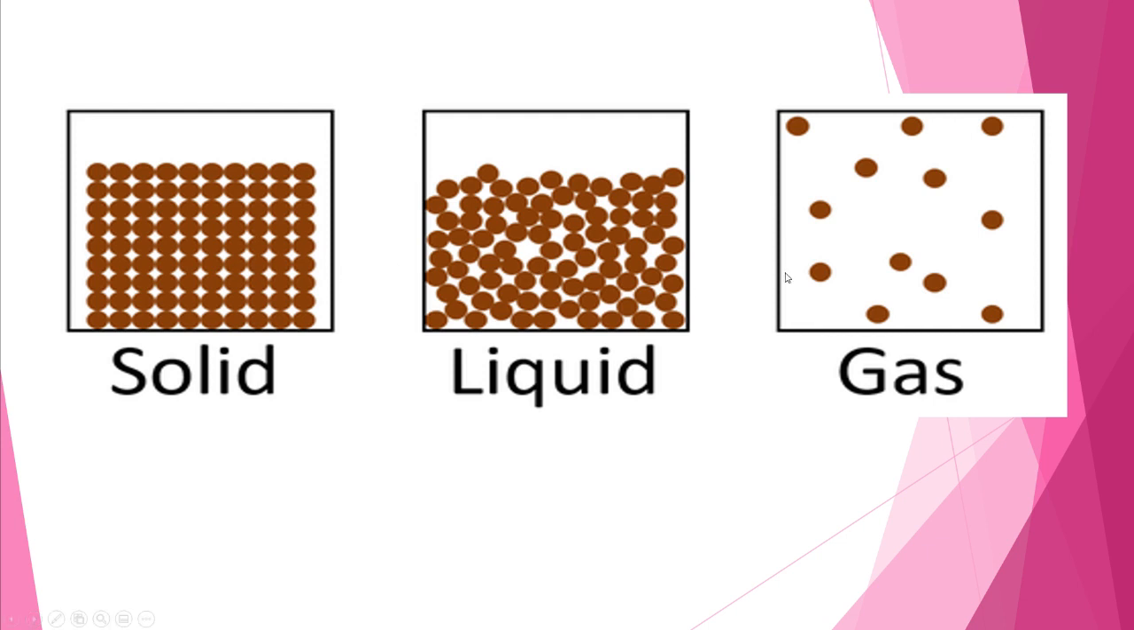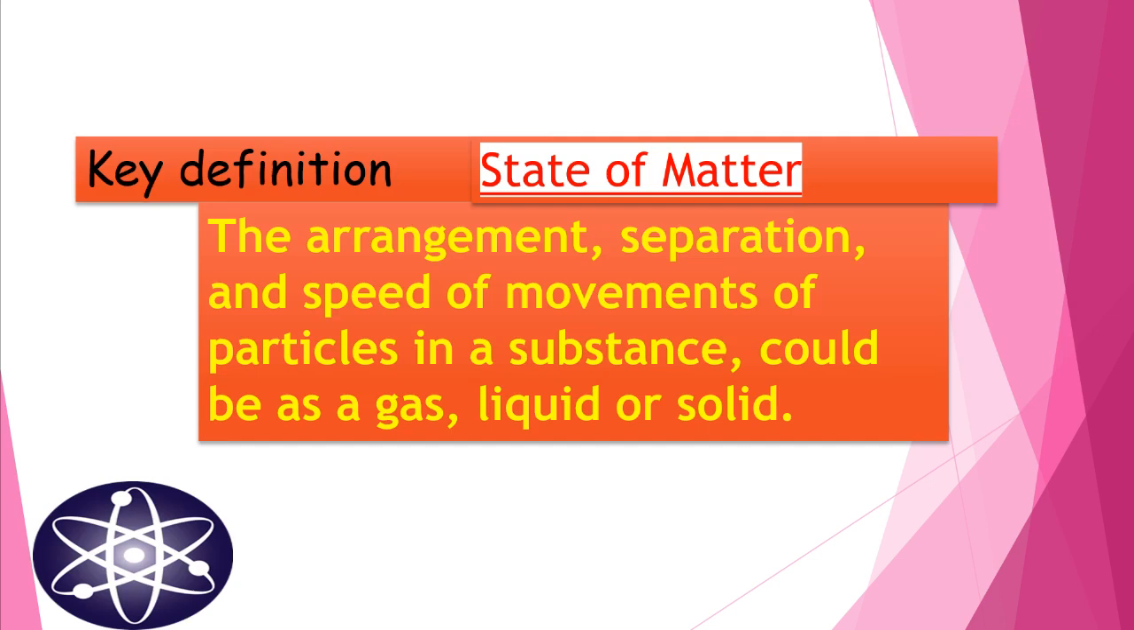So all three states, solid, liquid and gas, are made up of the same particles, but they look different. This solid structure looks different from a liquid and from a gas. So it's the arrangement of the particles that makes them solid, liquid or gas.